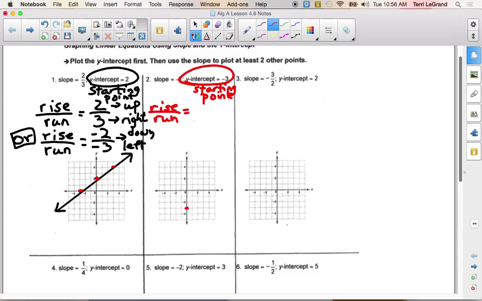Since the slope is -1, can you put it over 0? How do you make something into a fraction? In other words, would -1 divided by 0 still give you -1? No. So you have to put it over 1. You'd have to put it over +1, wouldn't you? So we have a -1 over a +1, which means we would go down for this one and right. Down and right.